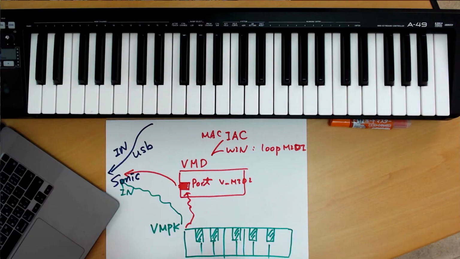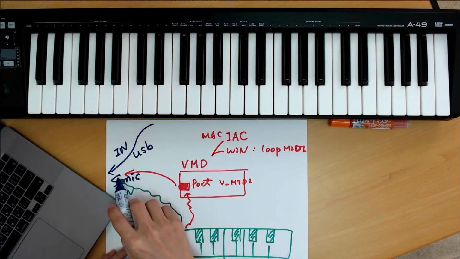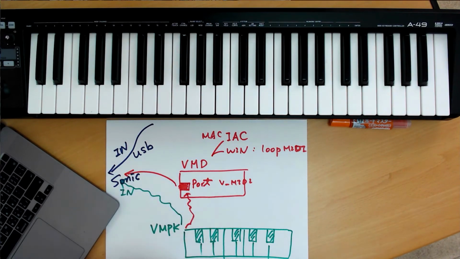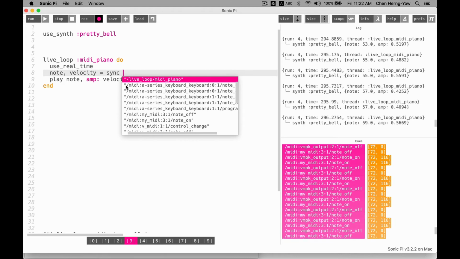Okay, so now we already successfully sent to here, but now our Sonic Pi needs to listen to this port, right? So our sync, we need to change our sync. Remember last time we talked about we can let Sonic Pi serve for us. Okay, we want to select the correct one. For me it will be this MIDI 3, 1, note down. Remember, note down is what we make the sound.